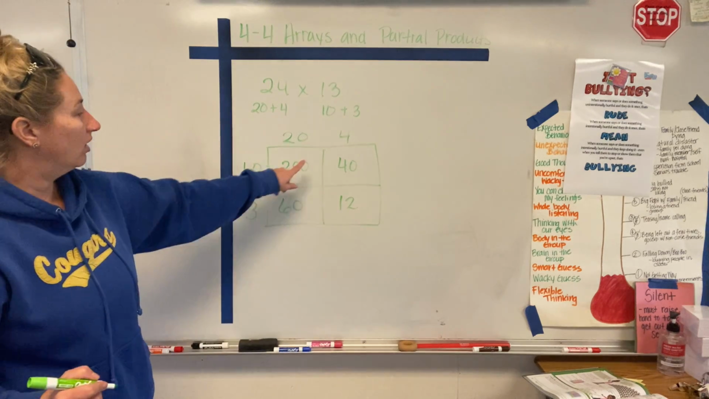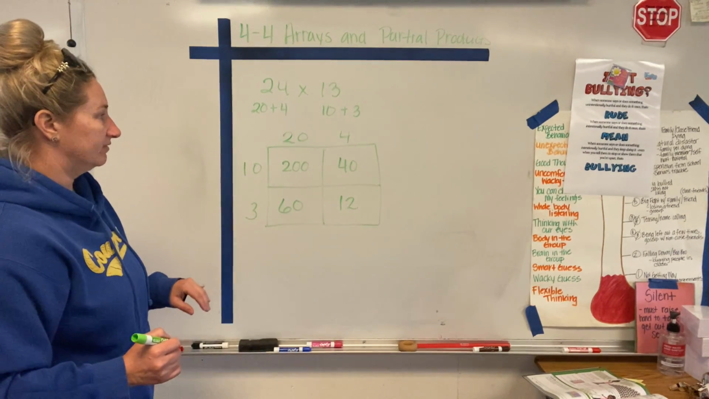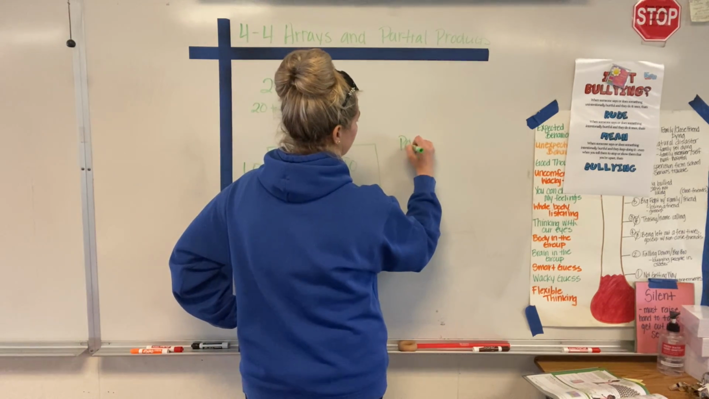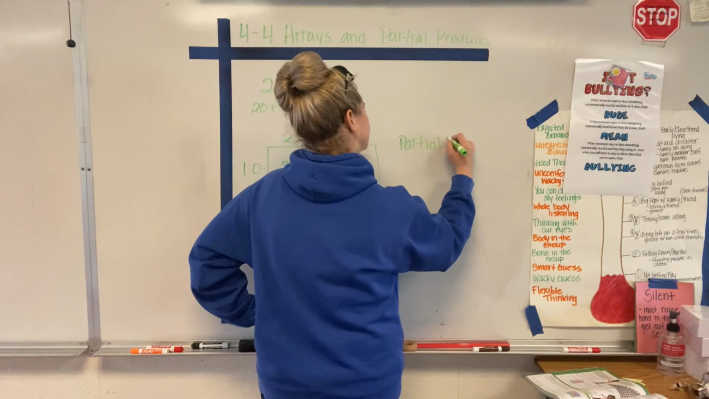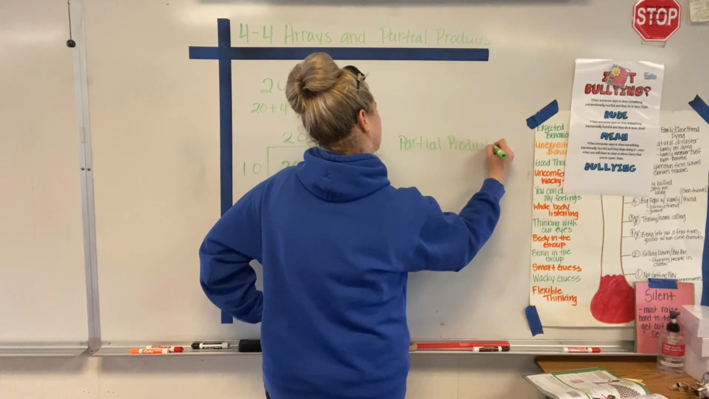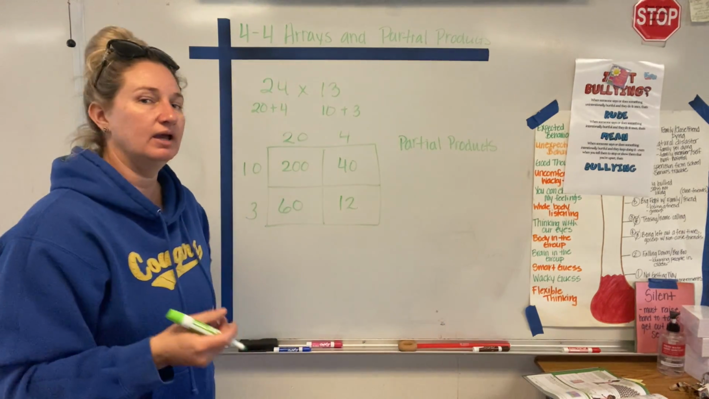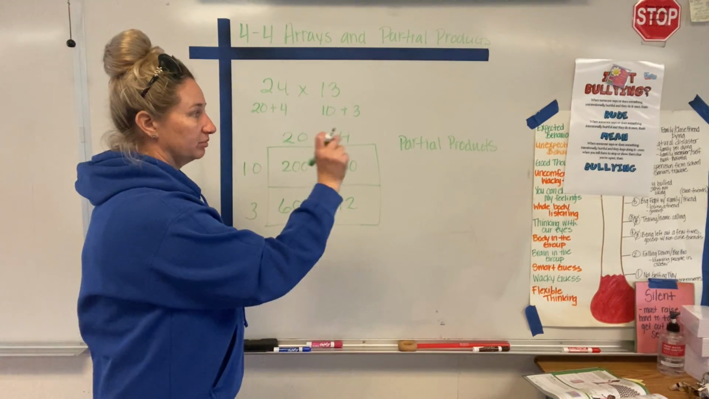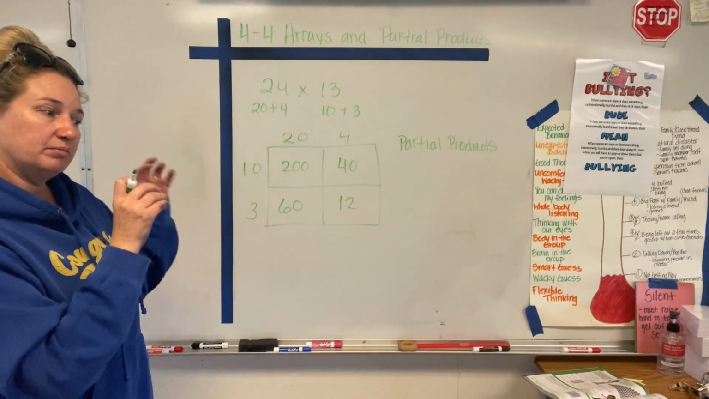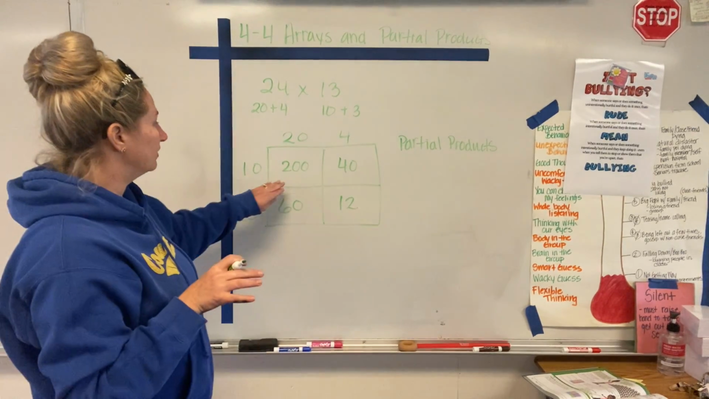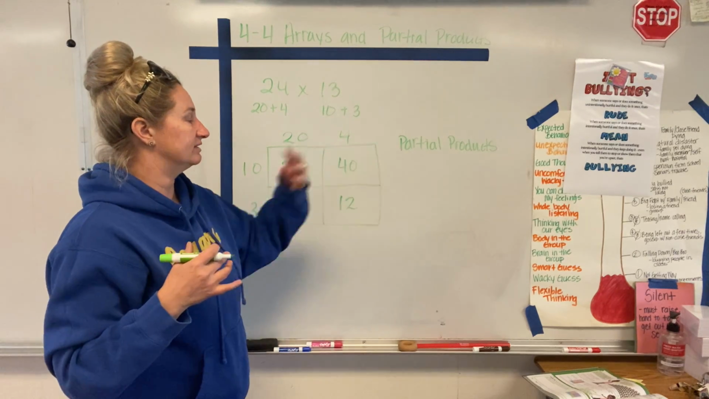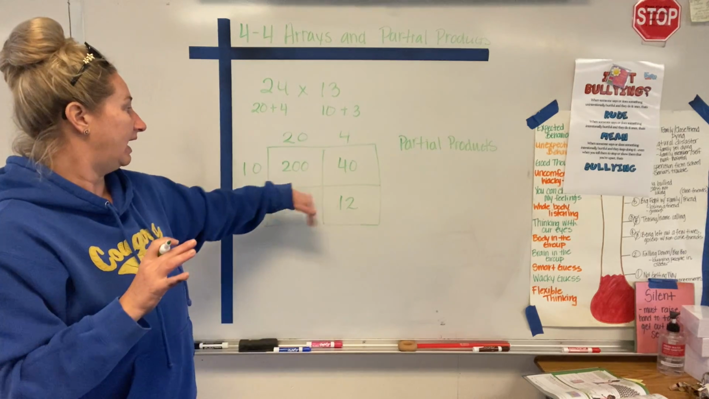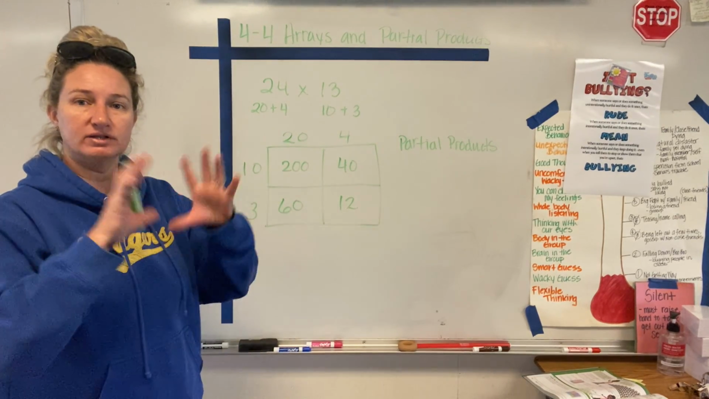Okay, now all of these answers that you have in those boxes are called partial products. Okay, partial means part of something. And product is the answer to a multiplication problem. So partial products are parts of the answer, okay? So each one of these numbers is part of the answer. How do we get the whole answer? We don't want just parts of it. You add those 4 up, and then you get the whole answer.